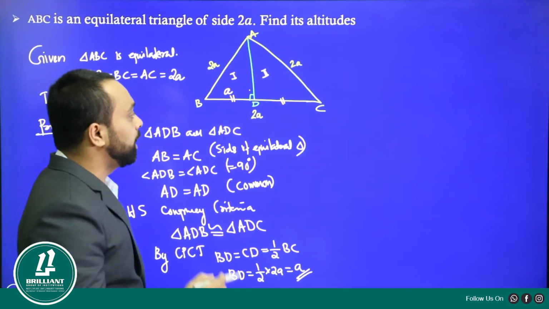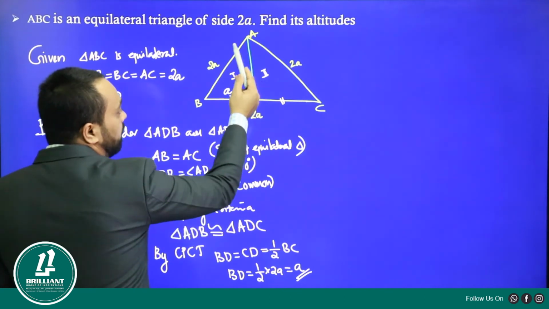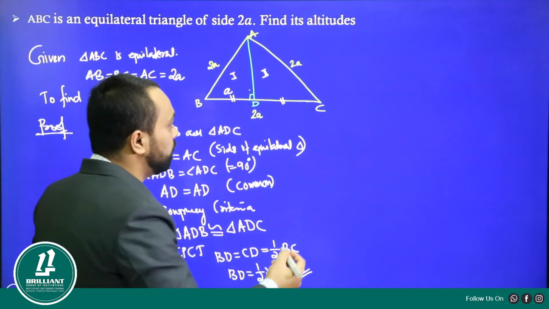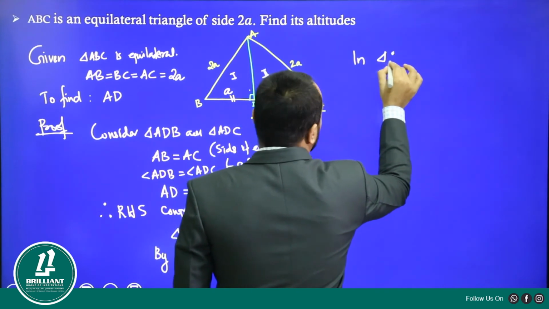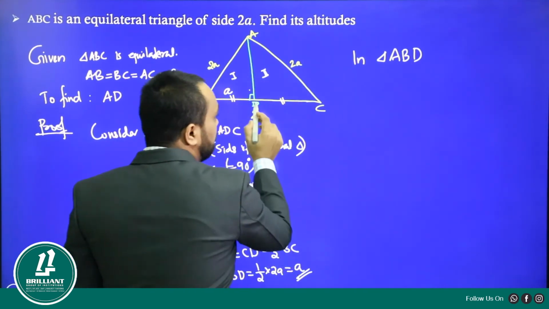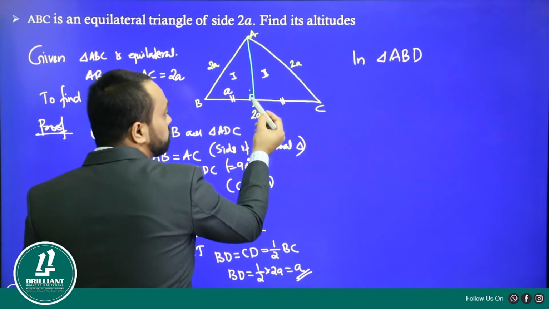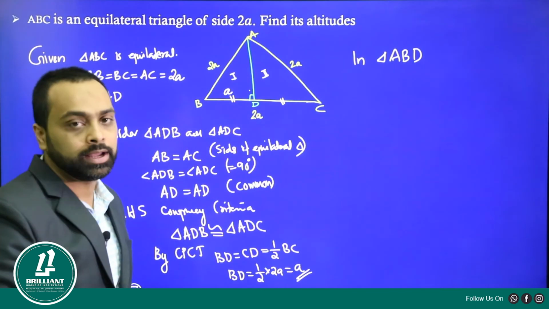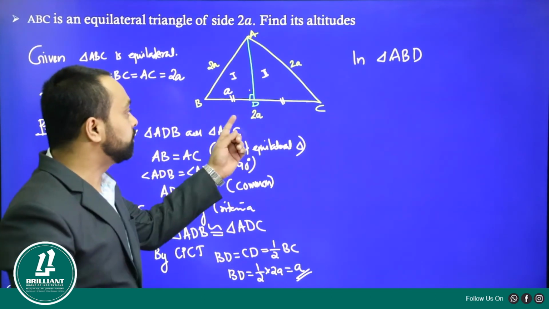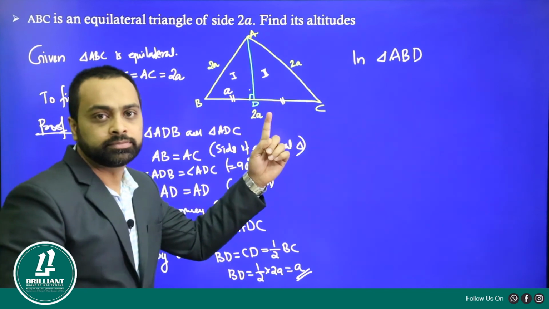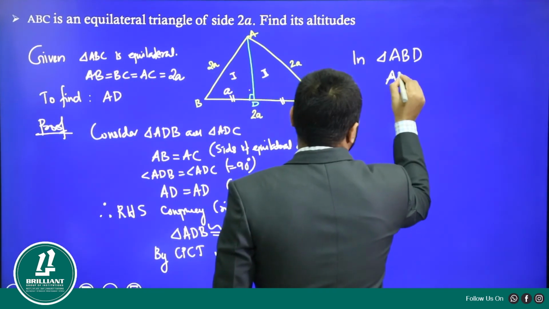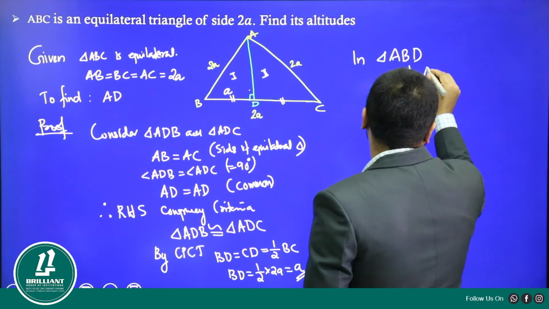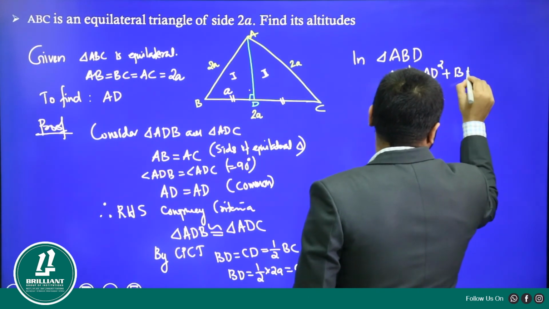Now we can apply the Pythagoras theorem on triangle ABD. ABD is a right triangle. Now we can apply the Pythagoras theorem and find out the length of AD. Now in triangle ABD, we know that D is the 90 degree angle and the hypotenuse will be the side opposite to the 90 degree angle. That is AB will be the hypotenuse. By Pythagoras theorem, the hypotenuse square is equal to the sum of squares of the other two sides. So AB square is equal to AD square plus BD square.